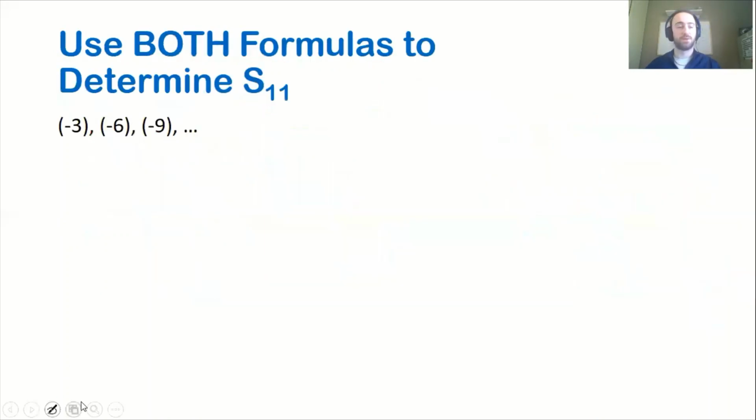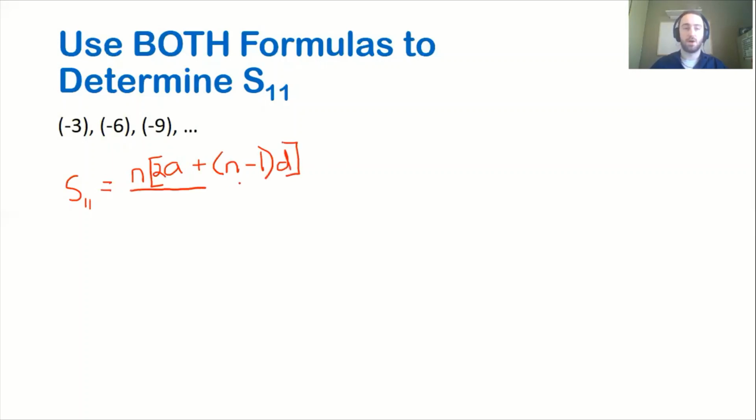So let's go through an example. In this case, it's asking us to use both formulas to determine S sub 11, so the sum of all the terms up to the 11th term. Let's write out our first formula. S sub 11 is equal to n(2a + (n - 1)d), where d is the common difference, all divided by 2.